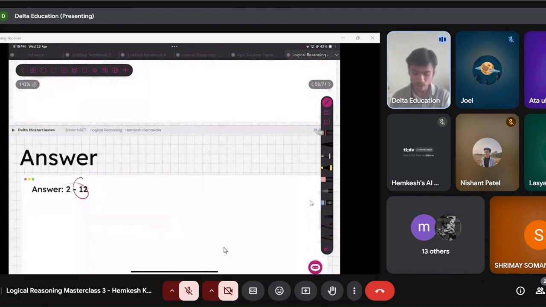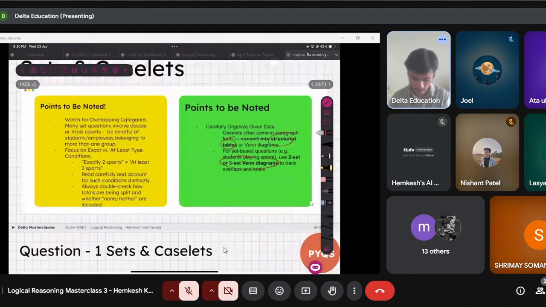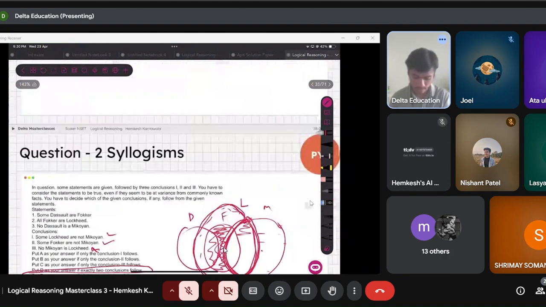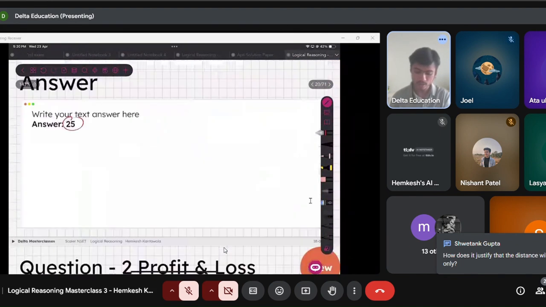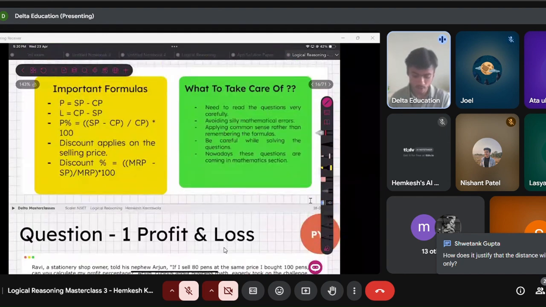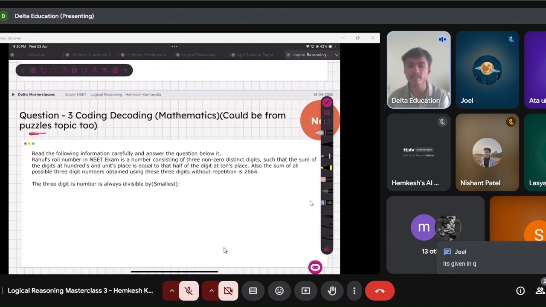So one question which was asked by someone in the Telegram group was this. Let me go towards it. It was from coding and decoding. Yes, this was the question which someone asked me in the Telegram group. So let's do this question. How does it justify that the distance will be 500 kilometers only? Given in the question. Yes, it's given in the question.